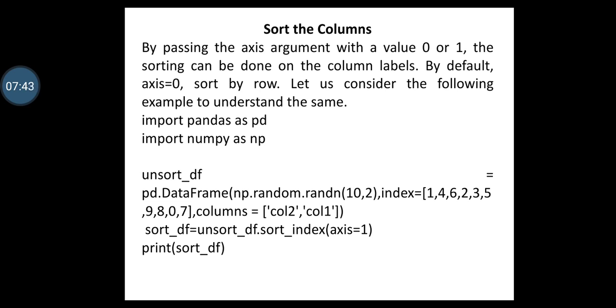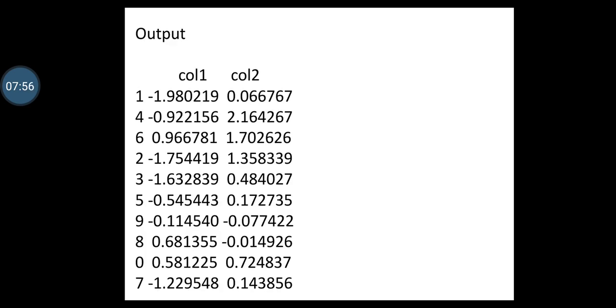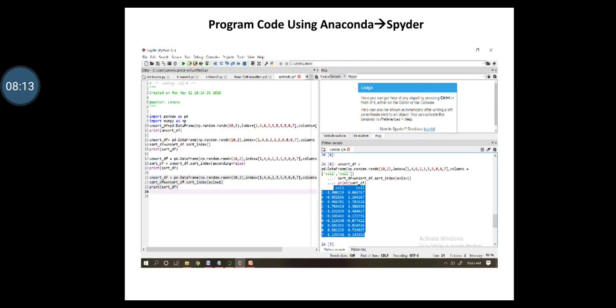Basically it is the column label that is used in the sorting, and then the print sort_df statement is used, and after executing it you can notice that the output is in sorted order. You can notice here the values are sorted along the column axis, as you can see in this slide.